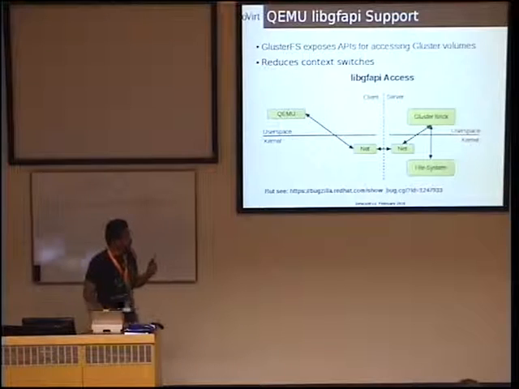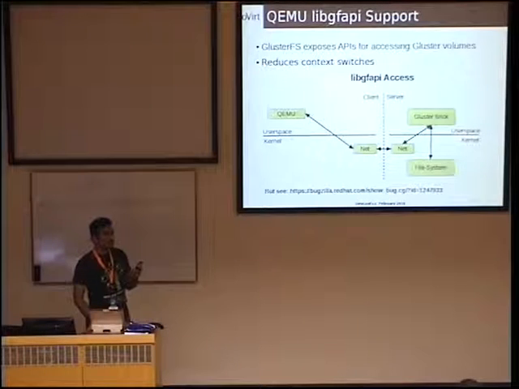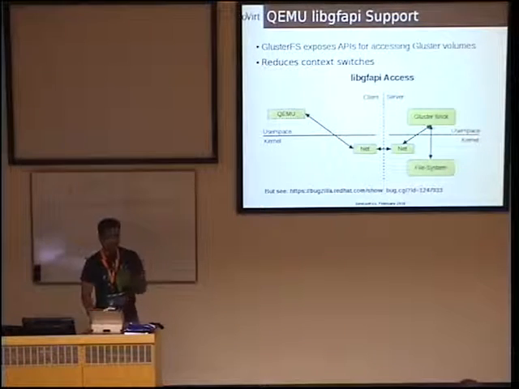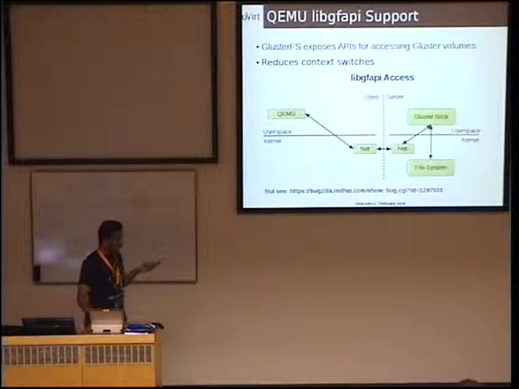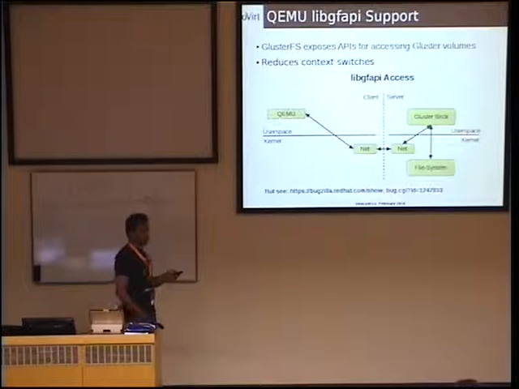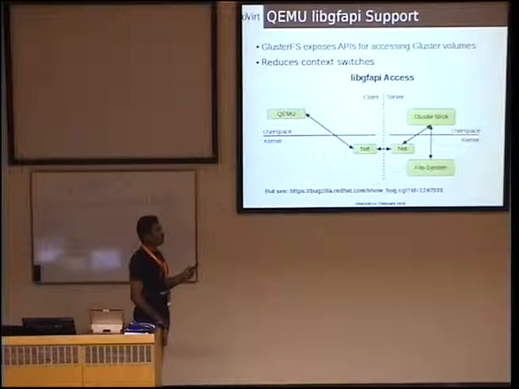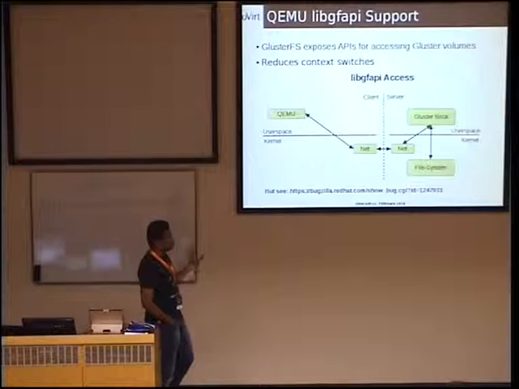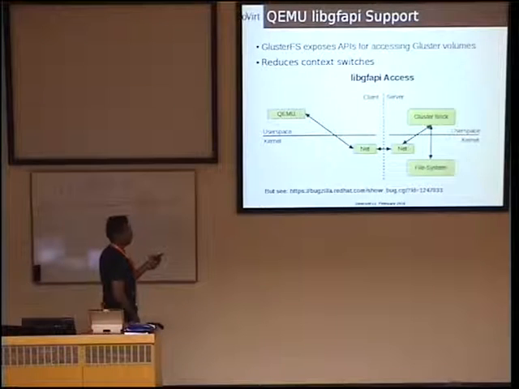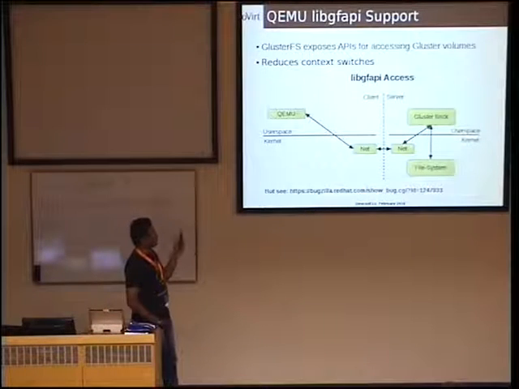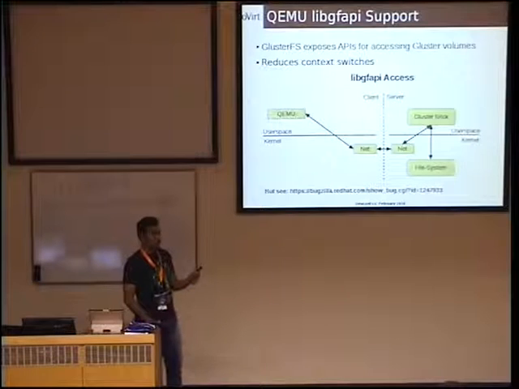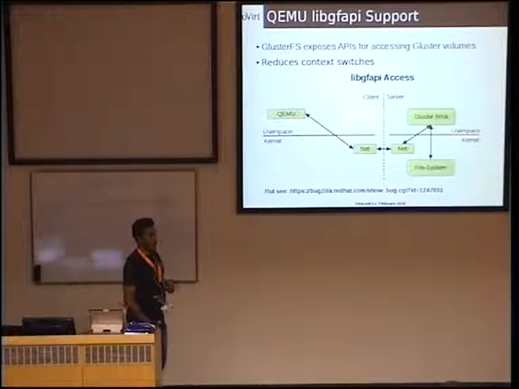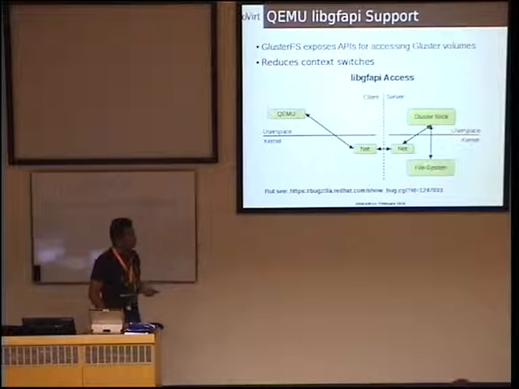Currently, QEMU supports only one host. Though GlusterFS is a clustered file system, currently QEMU talks to only one host. If that host fails, then your VMs will get paused. So we are working on this bug so that if that host fails, QEMU should be able to talk to other hosts in the cluster to get its volume back. We are working on this patch.